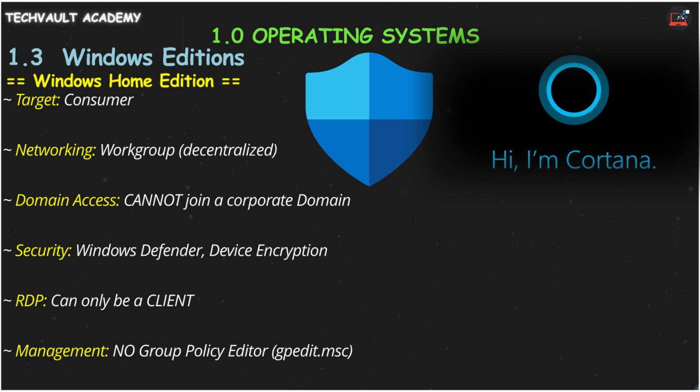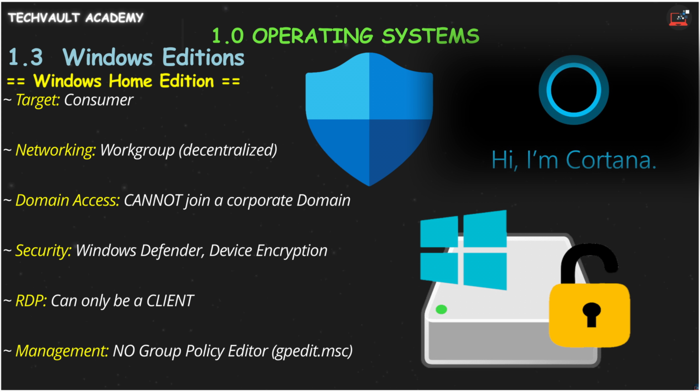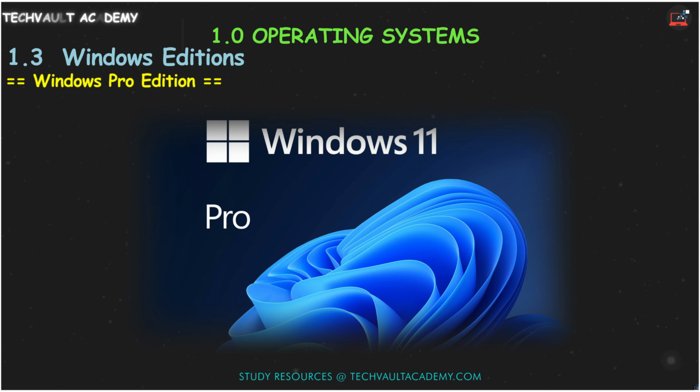For security, Windows 11 Home includes device encryption. For remote access, it can only be an RDP client, and it completely lacks the group policy editor, gpedit.msc. Now, let's upgrade to Windows Pro, the business standard.